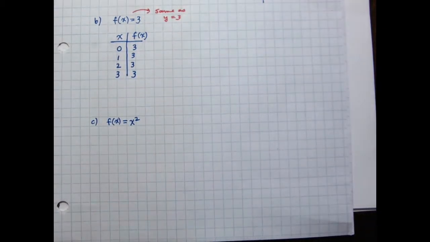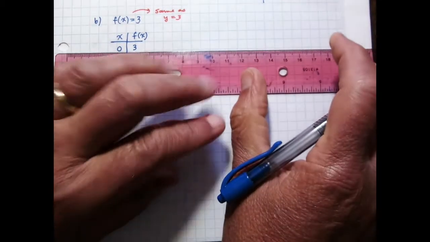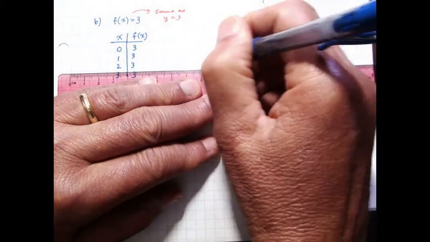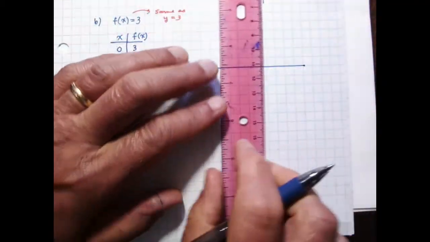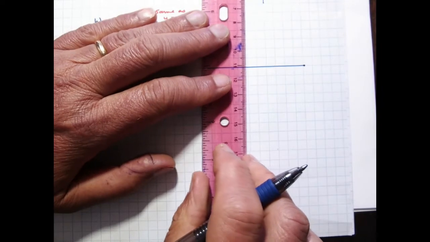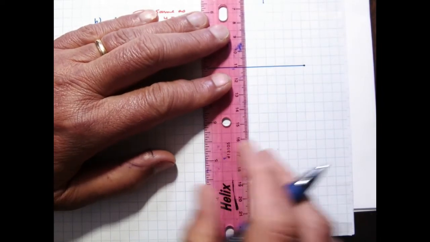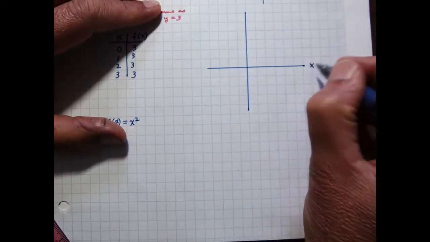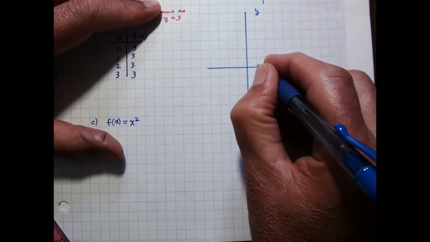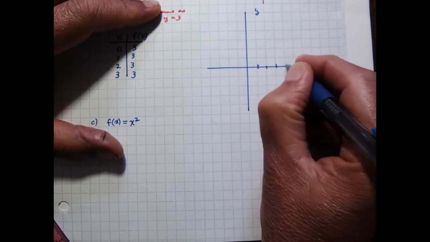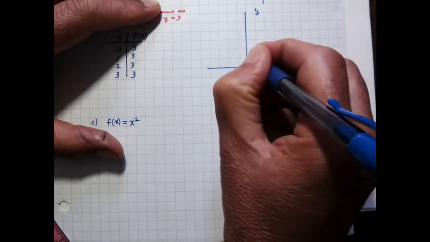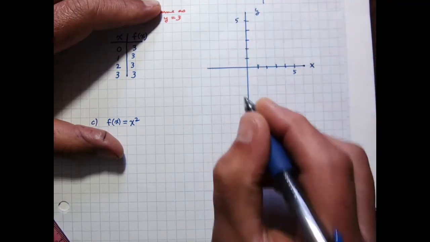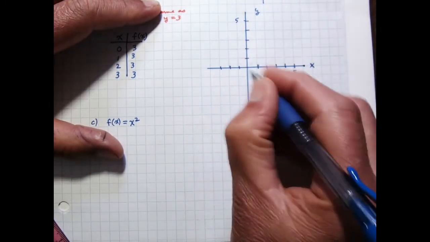This is something called a constant function. So if I set up my axes here, x-axis, y-axis, label my scale. I mean, you don't have to label the 5, just make sure it's clear what each square represents.